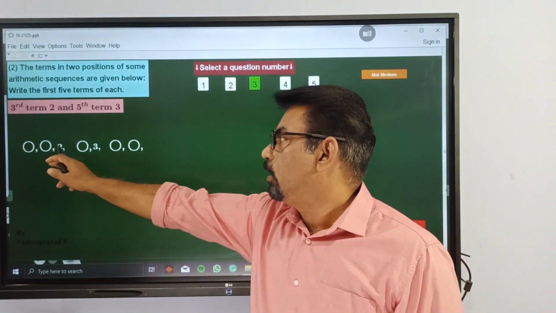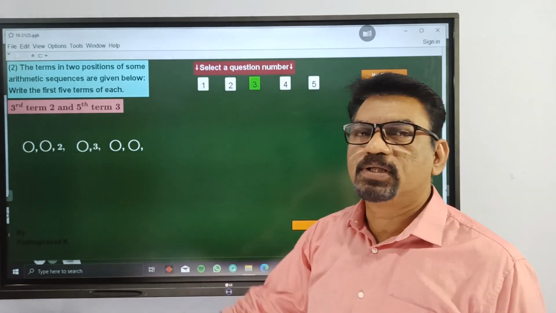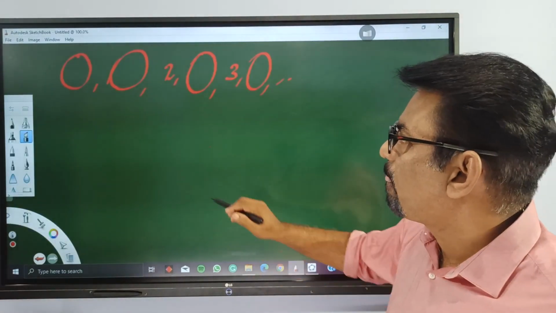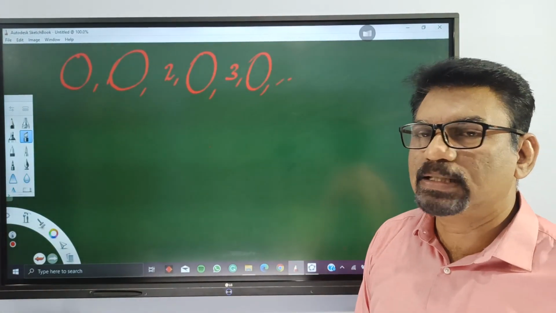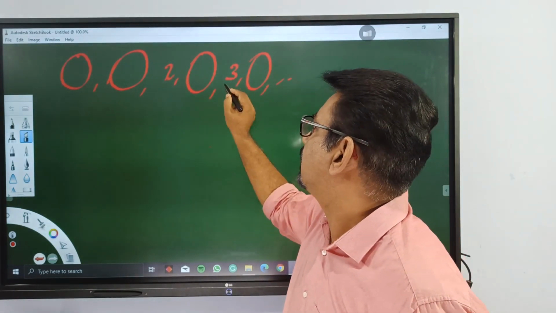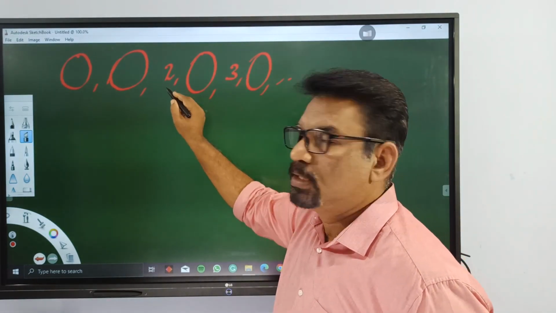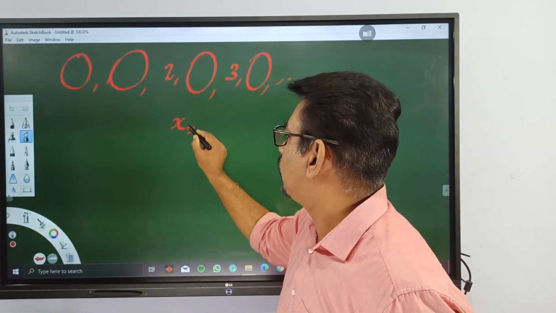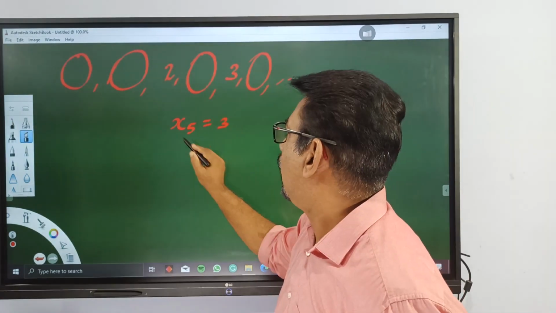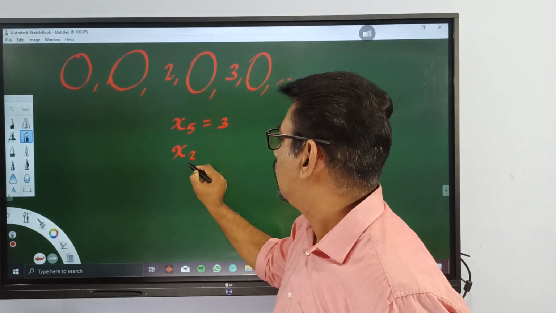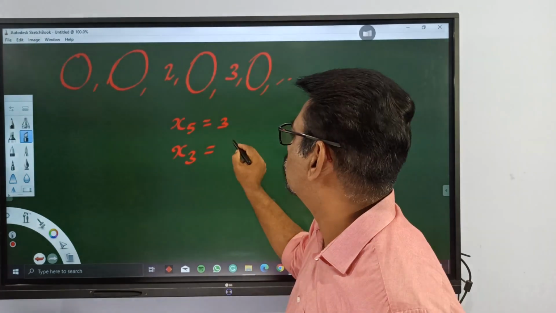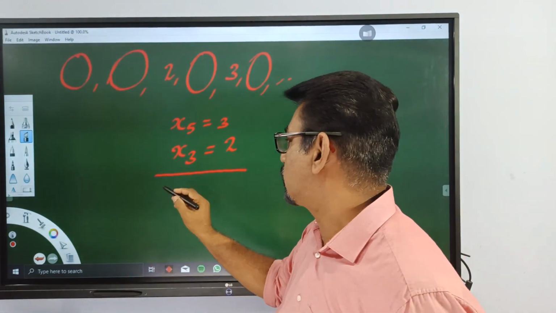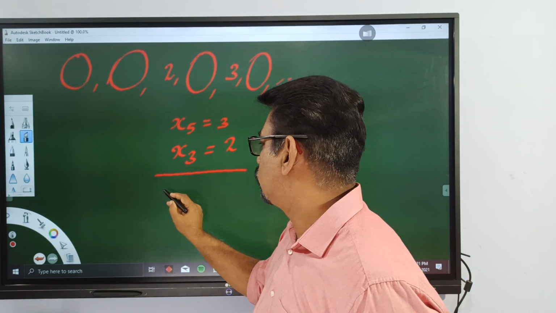Here 2 is the third term and the fifth term is 3, and we have to find the other missing terms. Let's see. As we did before, this is the fifth place and this is the third place. Therefore, to find the difference of positions, let us write the higher order term first: x5 equals 3, and x3 equals 2. The difference of positions from x3 to x5 is 2. Therefore, two differences are there.